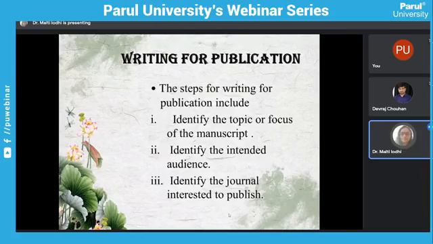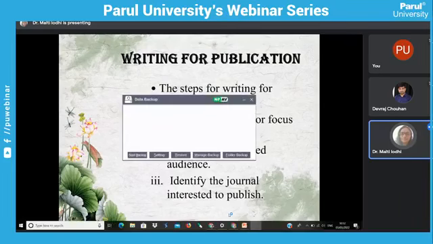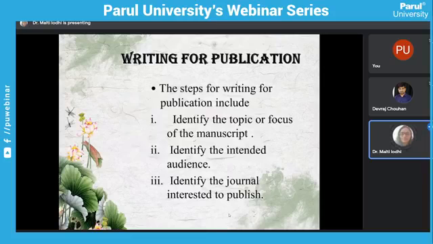The steps for writing for the publication include, first, you have to identify the topic or focus of the manuscript: what type you have written, who is the main author, and whether you have to divide that manuscript into subtopics. That has to be explained by the researcher. Then identify the intended audience. You have to identify your audience, or we can say the consumers, the users of the research findings.